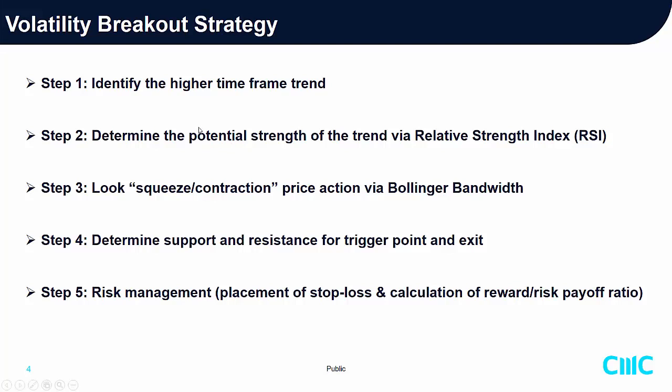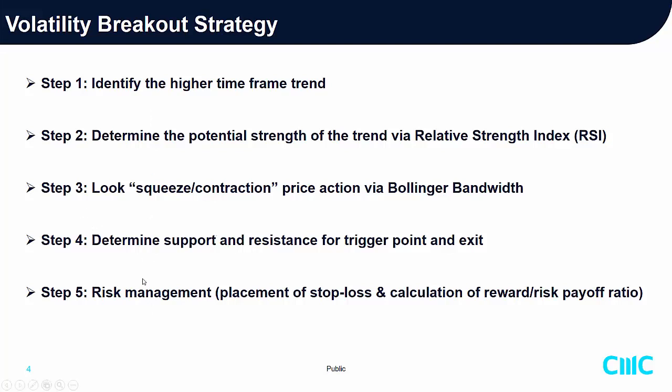Then next, we will determine the potential strength of the trend via the Relative Strength Index. If you could recall, these are the main principles of RSI, which I covered in Module 5. And third, we look out for a squeeze and contraction in price action via Bollinger Bandwidth, which I covered in Module 5 as well. Fourth step is to determine the support and resistance for the trigger point and the exit levels. And fifth, we have to ask ourselves, is this trading setup worthwhile for us to take the risk? That means we have to understand how to calculate the reward and risk payoff ratio, taking into consideration the placement of the stop loss.